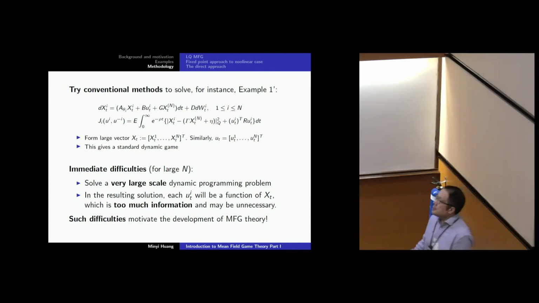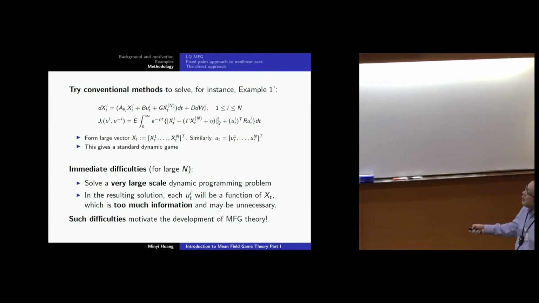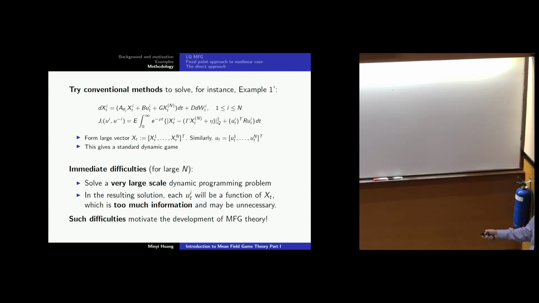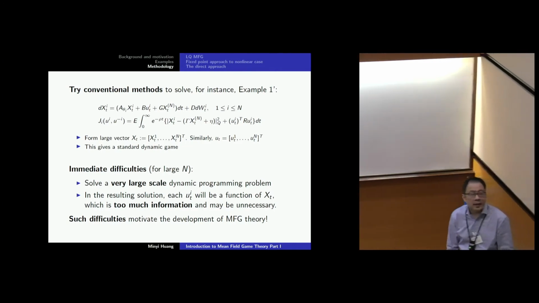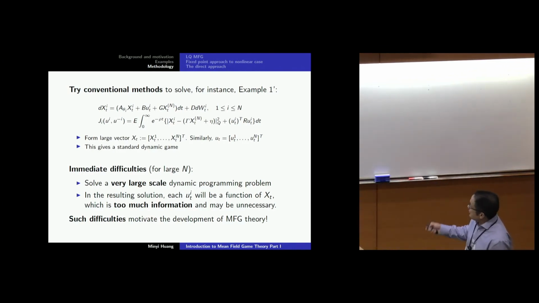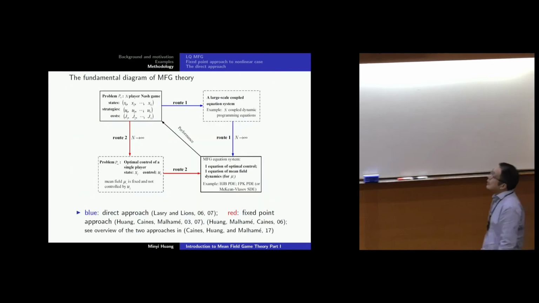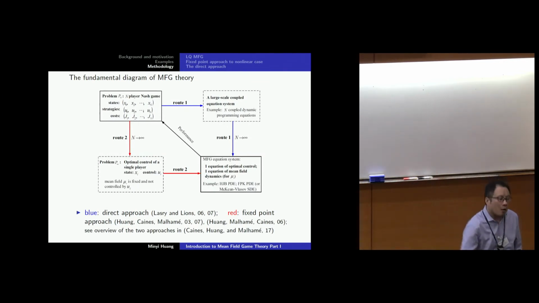So this is a serious constraint. If you demand too much information, that could be a trouble. So we want to overcome this kind of difficulty. Now let's check what can be done in order to overcome the dimensionality difficulty through mean field game theory.